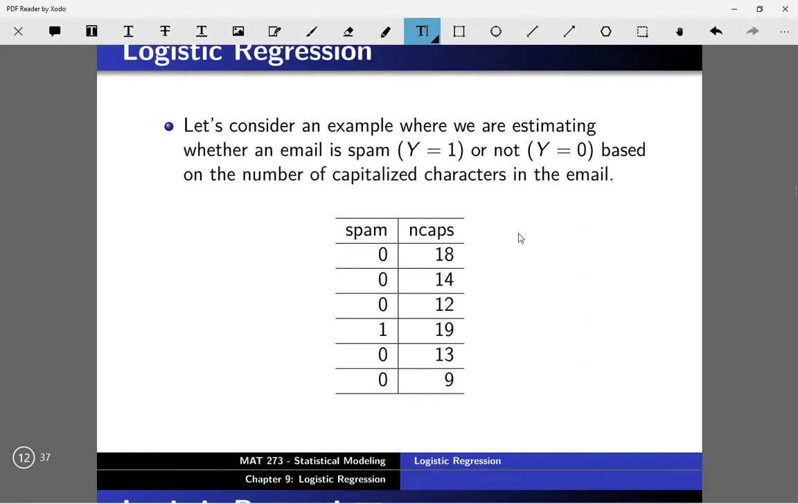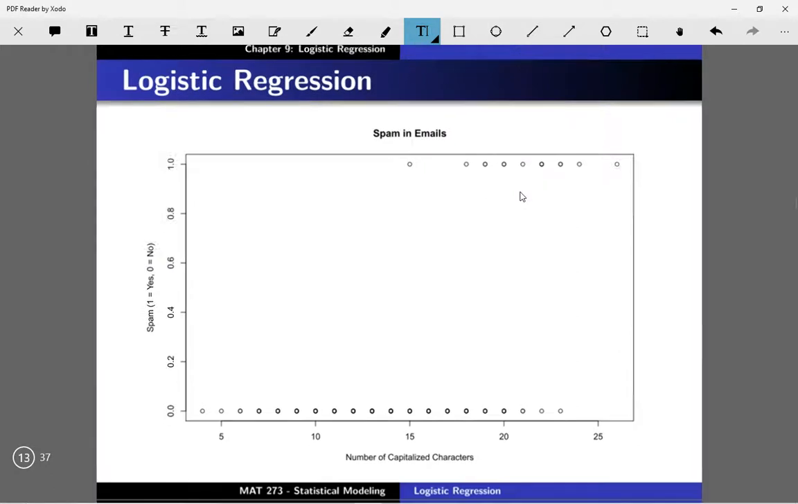Using the number of capitalized characters in the email. So the idea is that, like, when you get those fake emails, that's like, hey, you've won $10 million, and it's all in caps, it's more likely to be spam because regular people don't write emails in all caps. So anyway, we can model the probability, for example, of an email being spam, which is something Google might want to do, to flag it for you, using the number of capitalized characters.